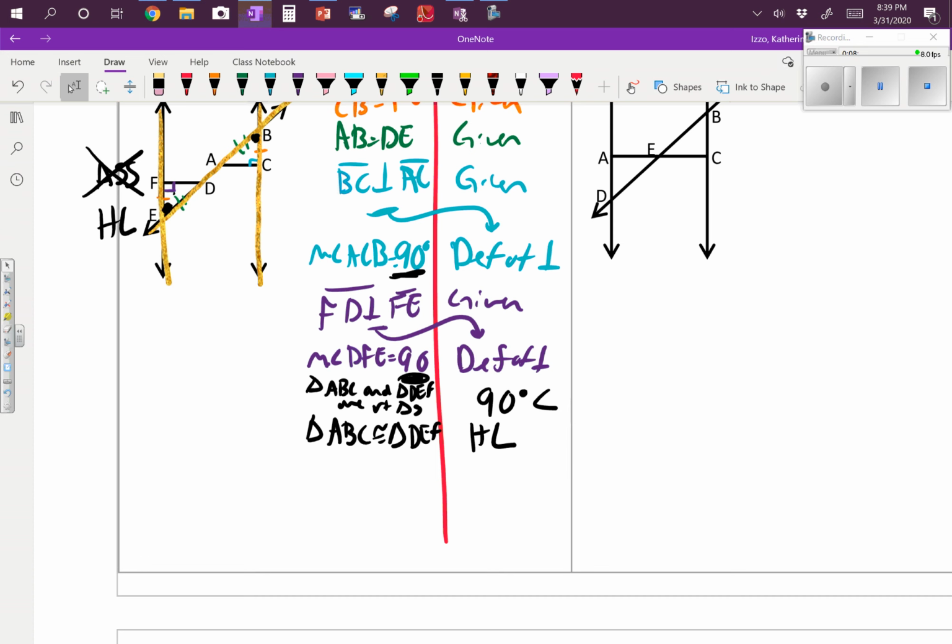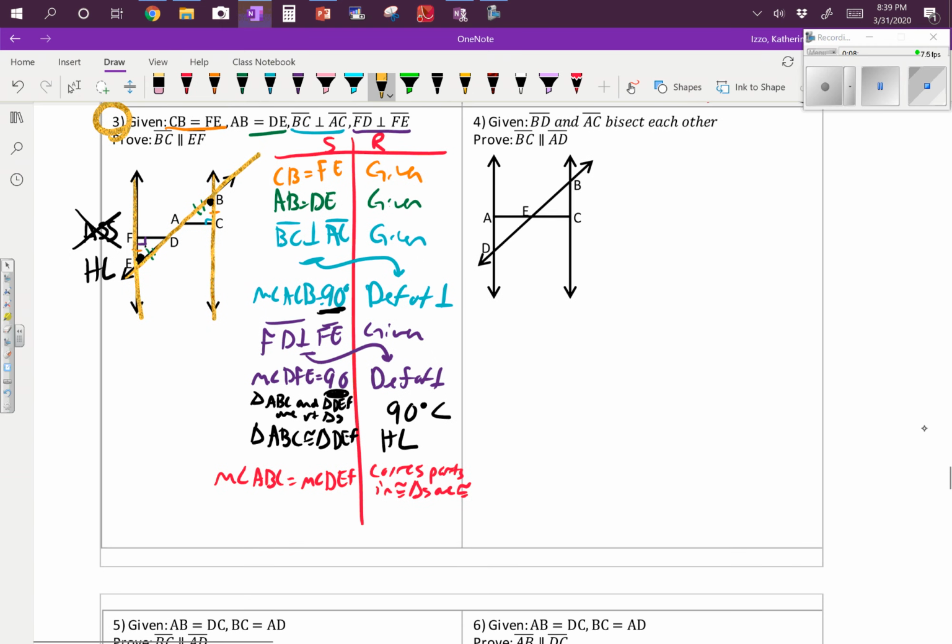Okay, so we need to prove that measure angle ABC is equal to measure angle DEF by corresponding parts in congruent triangles are congruent. And then I can say, whoop-de-doo, BC parallel to EF. Exactly, squirrel.